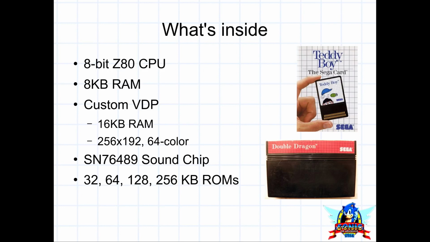It had a fairly standard SN76489 sound chip, and the way that you plugged your games in was to slot in these cartridges. So here you can see this Double Dragon on the right hand side. That is one of the ROM cartridges that you would plug into the top. There was also a little port on the front where smaller ROMs could be just slid in, credit card sized, and that Teddy Boy Sega card image there shows you what one of those looked like. Those ROMs would have anywhere between 32 to 256 kilobytes of ROM.